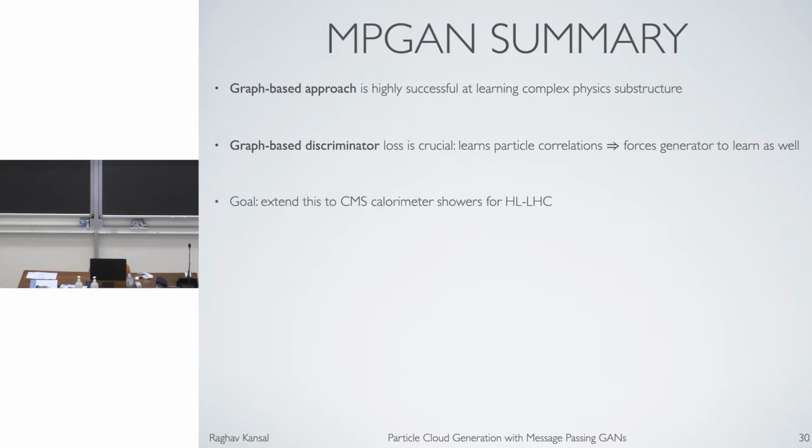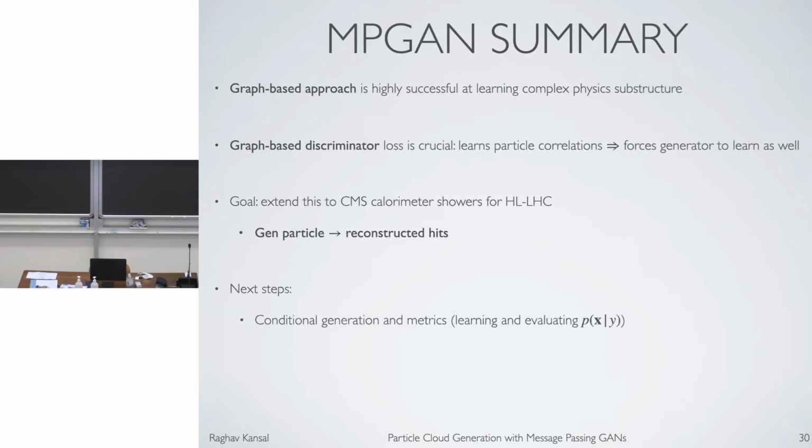Right, and so the goal with this is basically to extend this to actual calorimeter simulation at the LHC. So basically going from gen particles to reconstructed hits, that's where we think we could have the highest impact in terms of the accuracy versus speed trade-off. The next steps in that regard are to extend this to conditional generation and metrics, so basically learning this conditional distribution. So condition on, like, an electron with a particular momentum and try to get that shower, scaling to larger point clouds, and development and application to real CMS data sets. Okay, thank you.